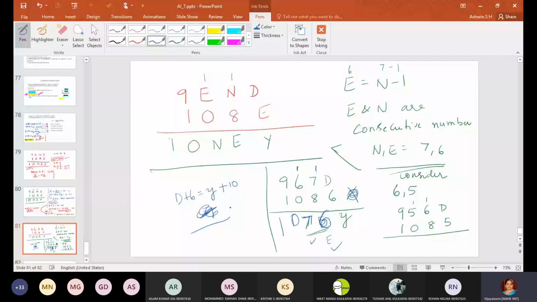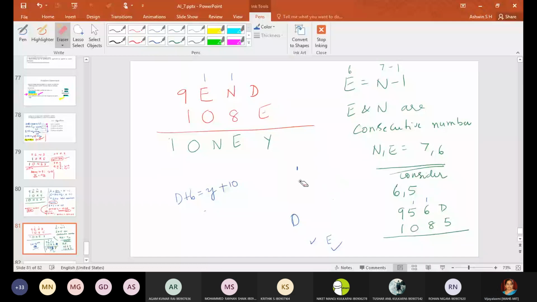Other than these values, you should be able to give. Is it possible? If it is not possible, then we may have to change this. This I'll write clearly. We may have to change the value of n and e. That is greater than or equal to 4.